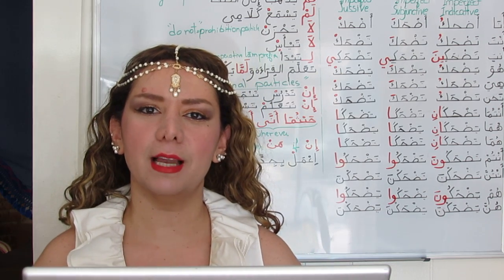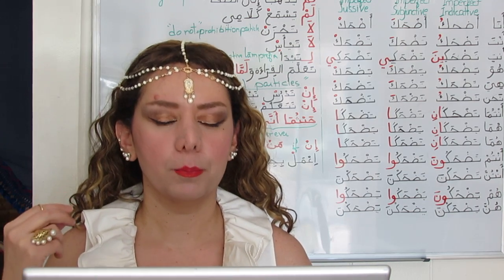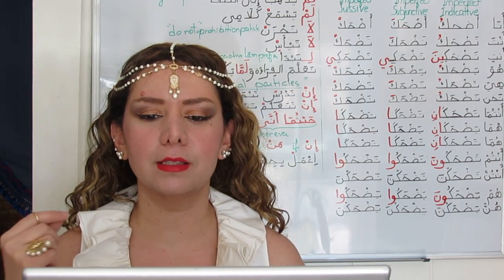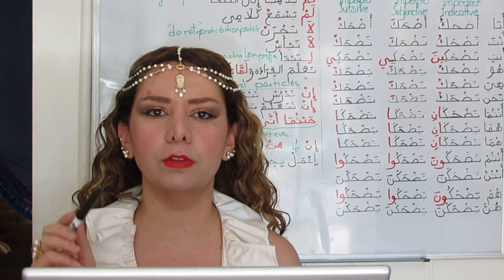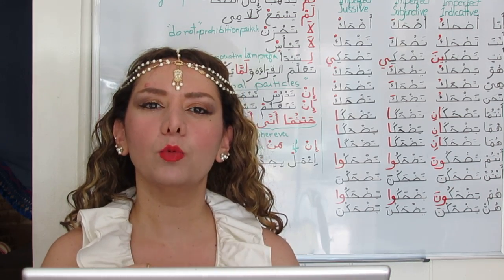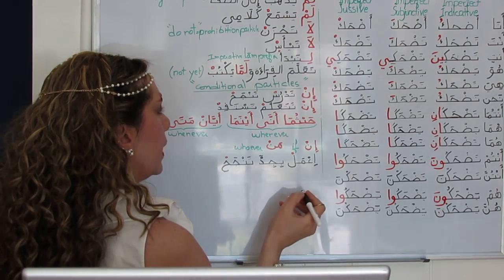In the previous lessons, I explained two cases of the present or imperfect tense verb. Today, we will learn the last case of this tense, المضارع المجزوم, the imperfect jussive.